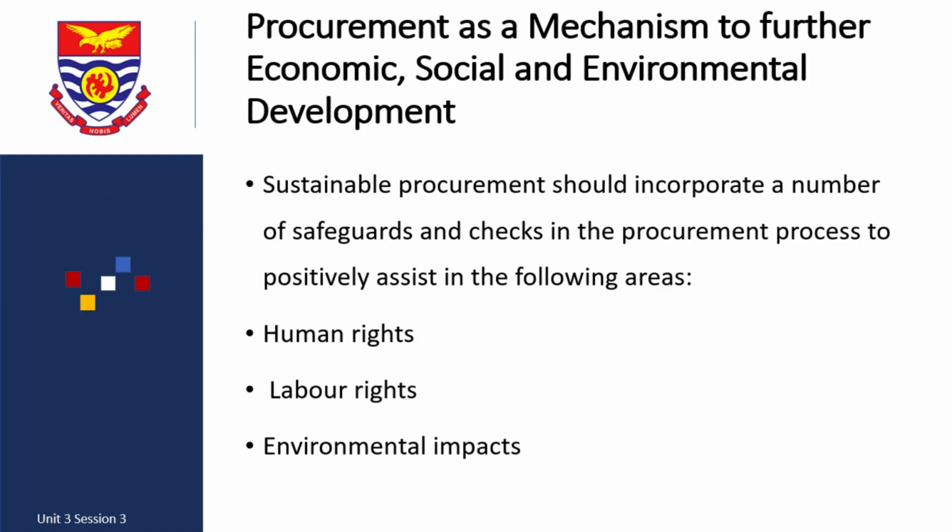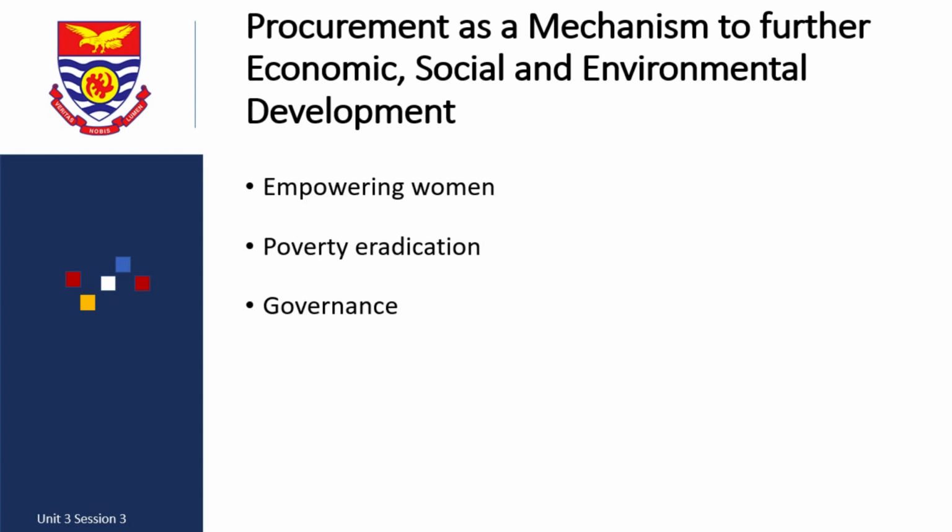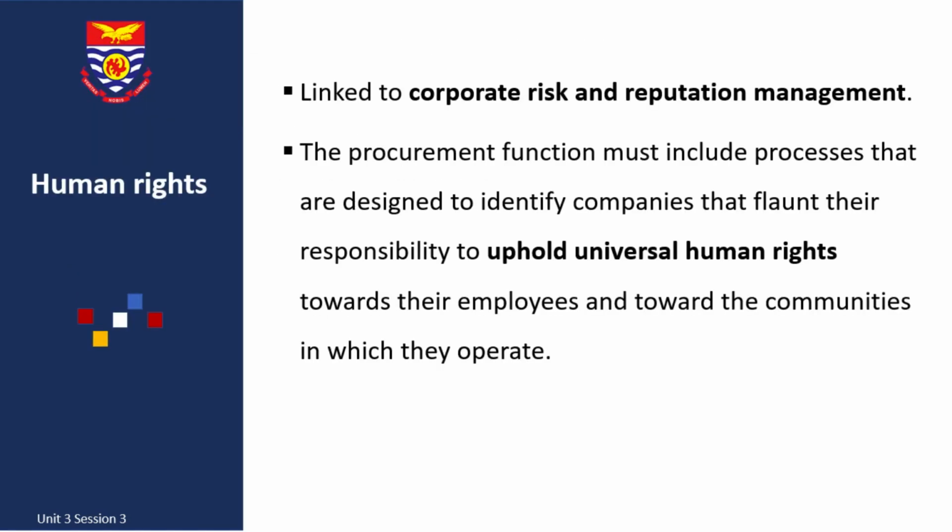Procurement as a mechanism to further economic, social, and environmental development. So sustainable procurement should incorporate a number of safeguards and checks in the procurement process to positively assist in the following areas. One of them being human rights, labor rights, environmental impact, empowering women, poverty eradication, and governance. They are subsequently discussed in the following sections.